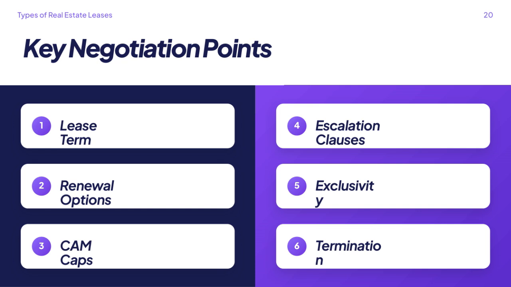Escalation clauses, on the other hand, outline how rent may increase over time, often tied to inflation or operating costs, ensuring the landlord can keep up with rising expenses, but also keeping tenants aware of potential hikes. Exclusivity clauses protect tenants by preventing landlords from leasing nearby spaces to direct competitors, which can be crucial for certain businesses. Finally, termination provisions define conditions under which either party can exit the lease early, offering an important safety net if circumstances change. Understanding these negotiation points helps ensure both landlord and tenant can reach a fair, clear agreement that minimizes disputes and supports a successful leasing relationship.